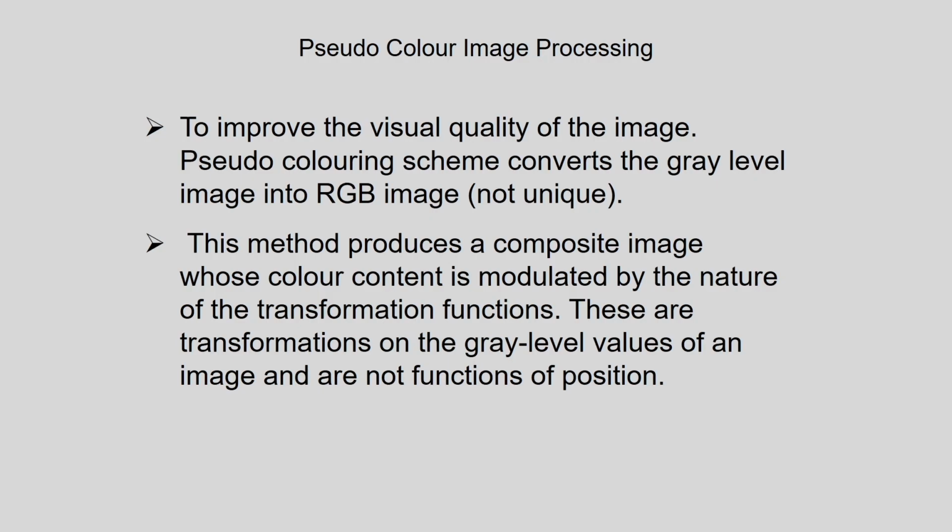The next point is the pseudo color image processing, that is the false color processing. What is the false color? That means I can convert the grayscale value into the color value. For this I have to define some transformation, and based on these transformation functions I can convert the grayscale value into the color value. One point is important, these transformations are on the gray level values of an image, but they are not functions of positions.